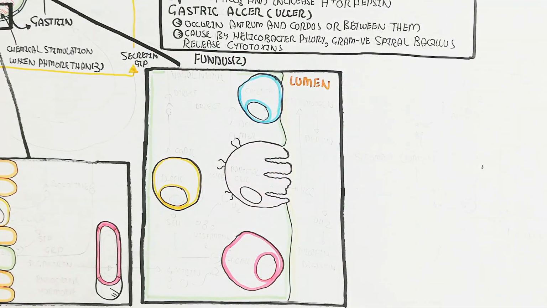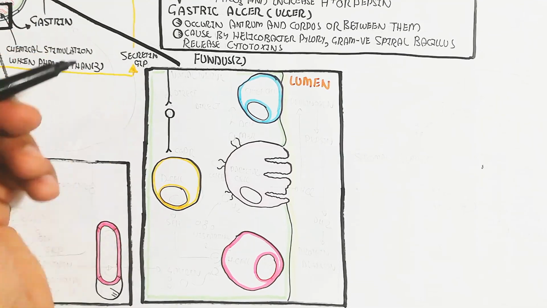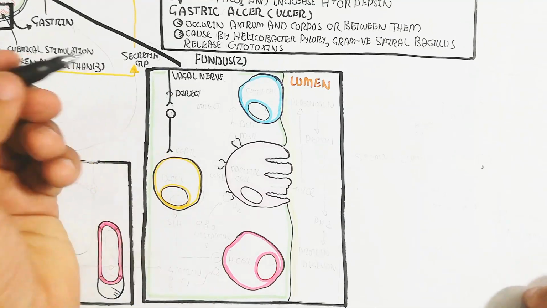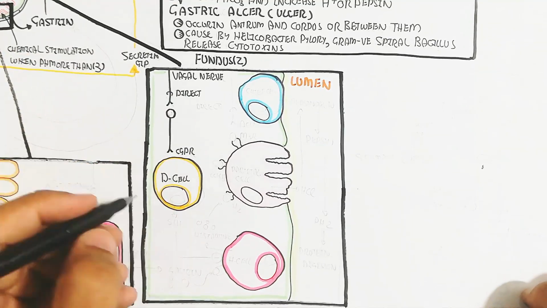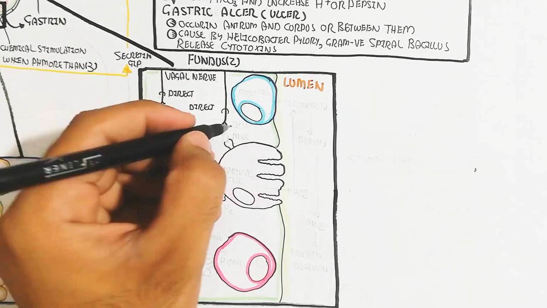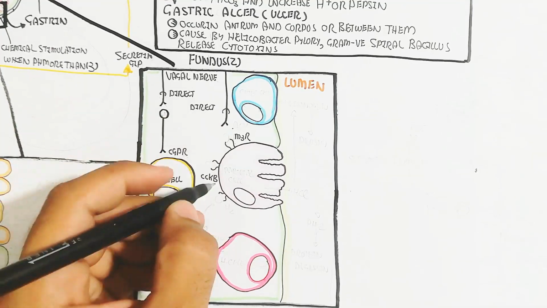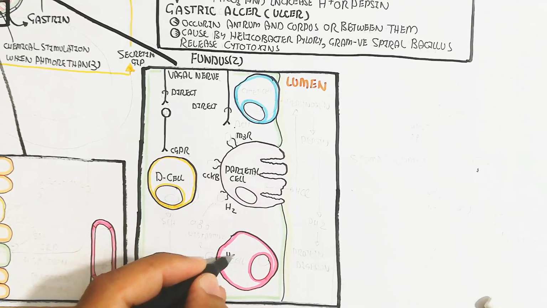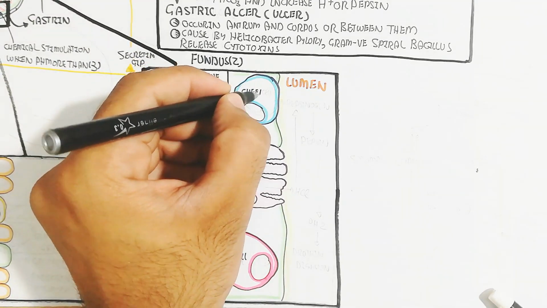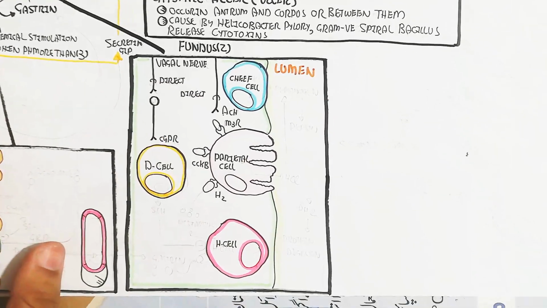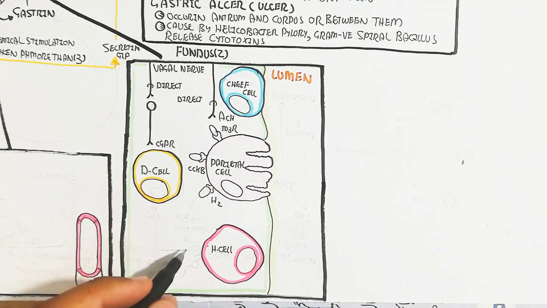Let's understand the fundus region and antrum region. This is the fundus region. Remember, these are the vagal nerves. They make direct and indirect contact with the D cell. And what is the D cell? This is the direct contact, but that is the indirect contact. This is the parietal cell, responsible for the production of hydrochloric acid, and it contains the M3 receptor, muscarinic receptor 3, the CCKB receptor, and the H2 receptor.